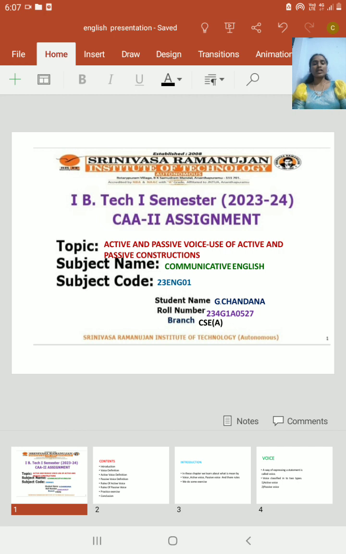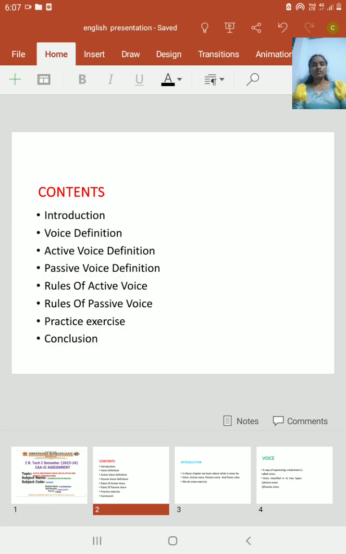Today I want to tell about active and passive voice and the uses of active and passive constructions. Let's go to the topic. What is there in this topic? Introduction, voice definition, active voice definition, passive voice definition, rules of active voice and passive voice, practice exercise, and the last one is conclusion. Let's go to the topics.